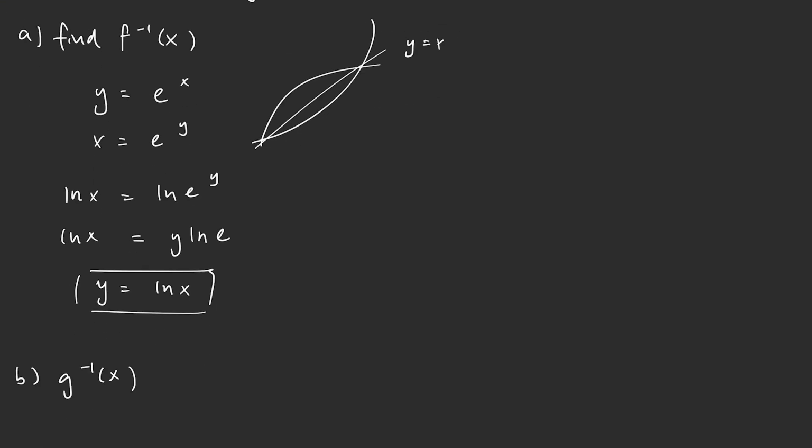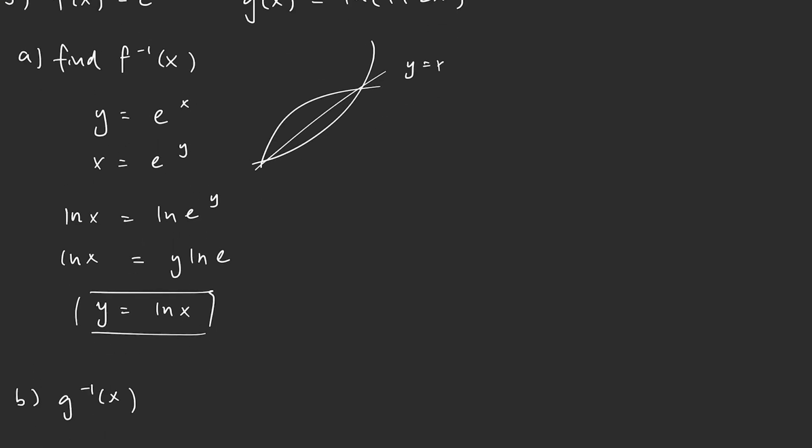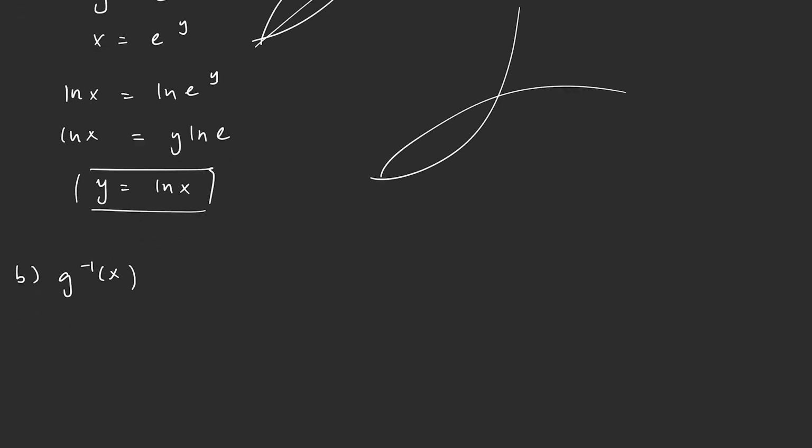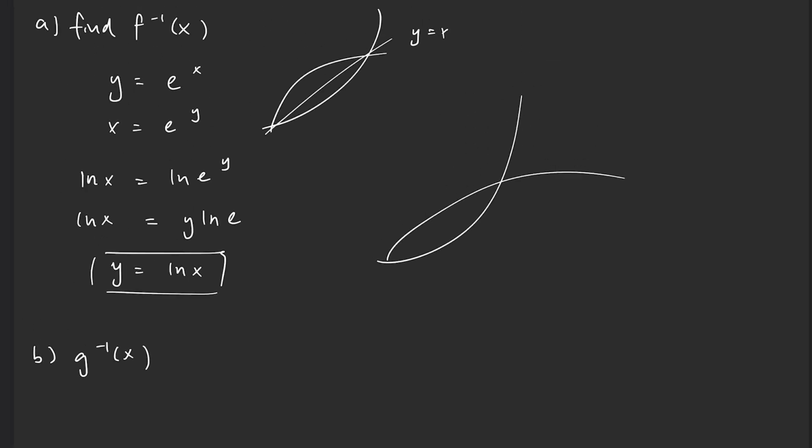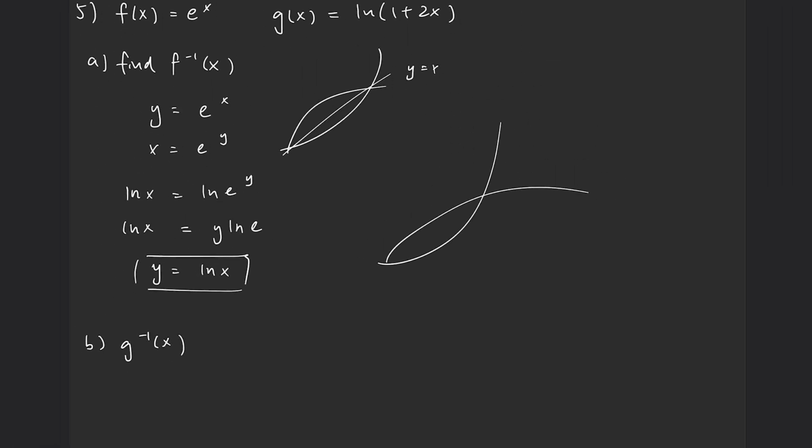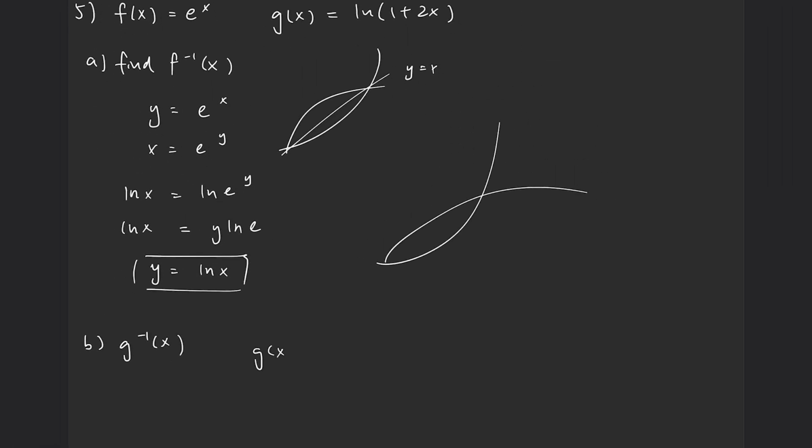And you can check this. In fact, if this is e to the x, this is ln x. So you can tell from the graph, or you can use your calculator. And now the inverse of g of x, well, g of x is ln of 1 plus 2x.